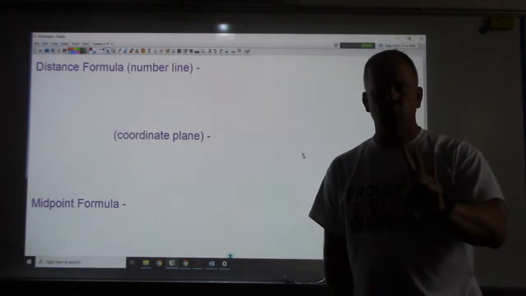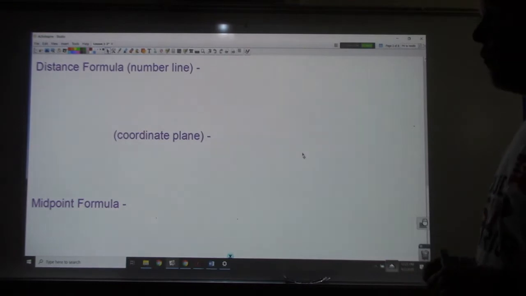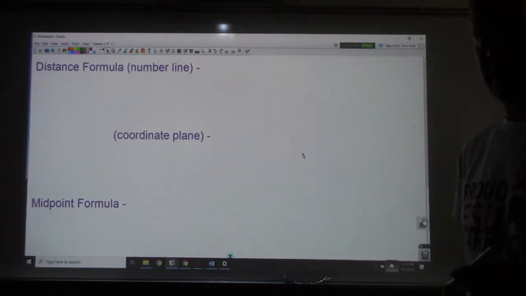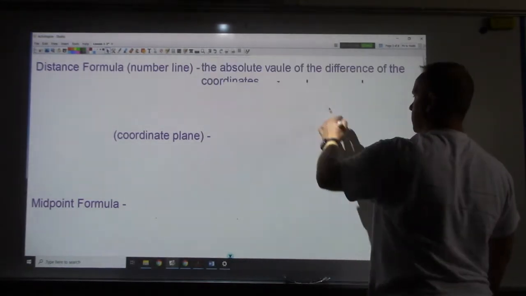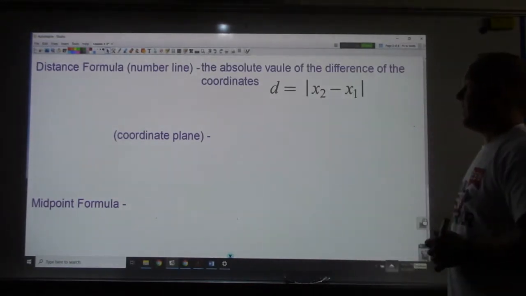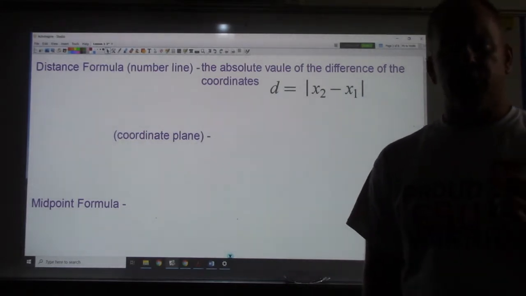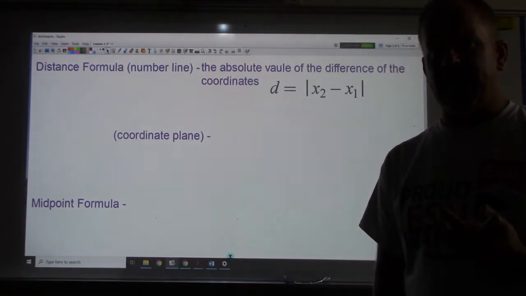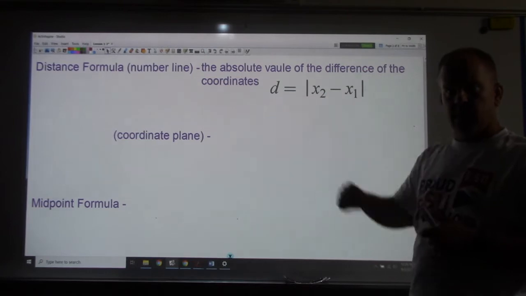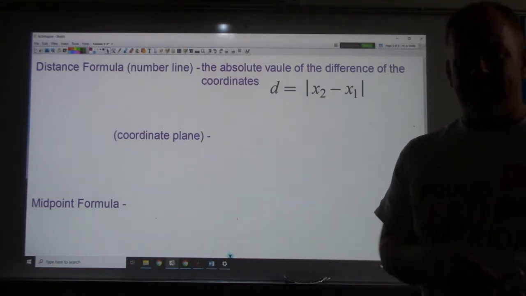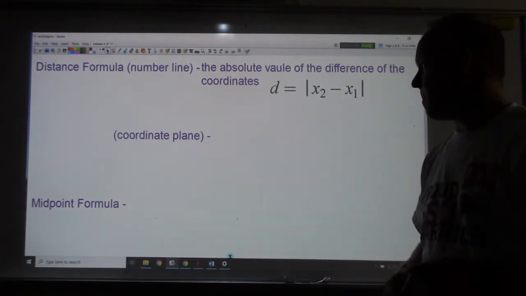Distance formula. There's two formulas for the distance. There's one if I'm finding the distance on just a number line, or if I'm looking at the coordinate plane and talking about the x-y axis. The distance formula on a number line is you take the absolute value of the difference of the coordinates. You find both of your coordinates, subtract their values, and then take the absolute value. Why do you take the absolute value at the very end? Because in geometry, when we're talking about distance or length, we cannot have a negative distance or negative length.